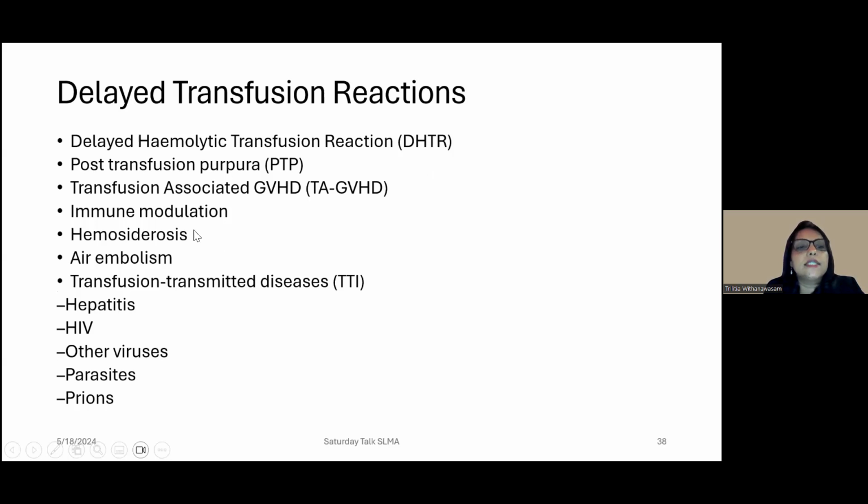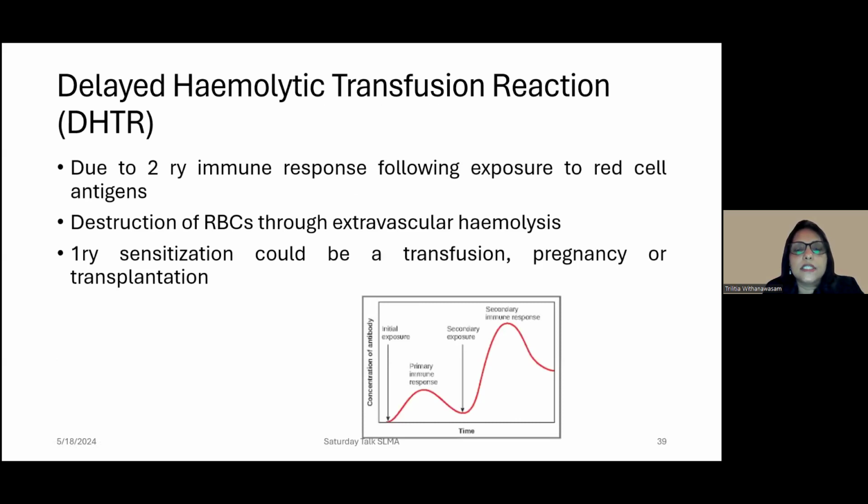Now the delayed transfusion reactions. These can be identified after 24 hours; a person may present after 24 hours of the transfusion with this kind of presentation. Looking at delayed hemolytic transfusion reaction, after 24 hours the donor red cells are breaking down inside the person's circulation, a delayed hemolysis. This is due to a secondary immune response following exposure to red cell antigens. The destruction of RBCs is through extravascular hemolysis, in contrast to acute hemolysis, where it occurs intravascularly through the complement system. Here the main organs are the liver and the spleen. The primary sensitization could be a transfusion, pregnancy, or transplantation.